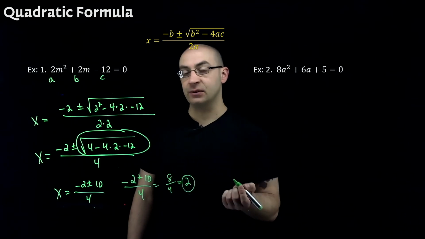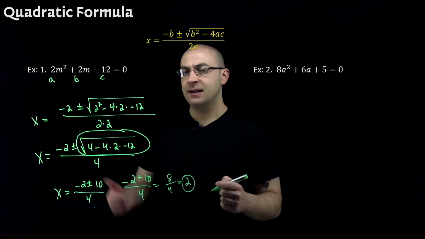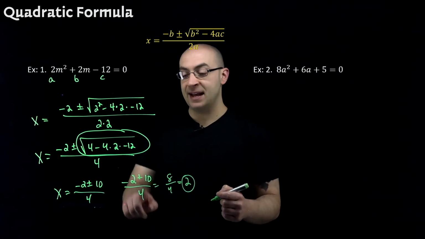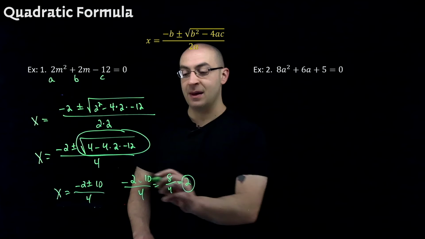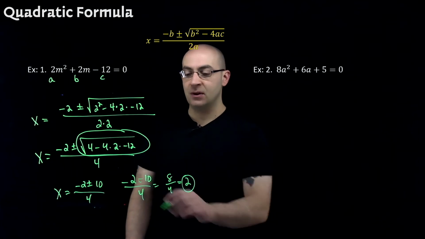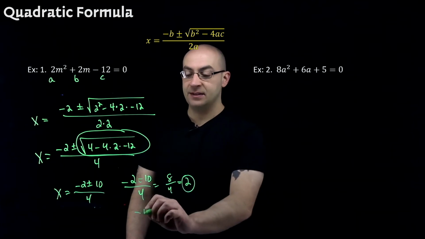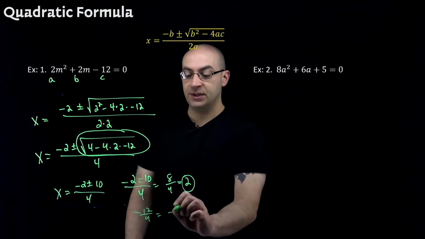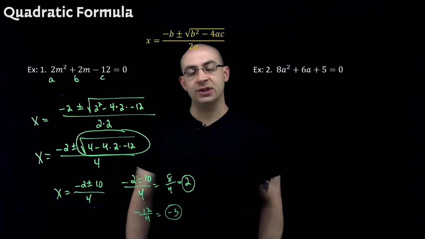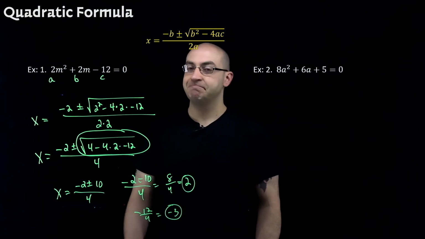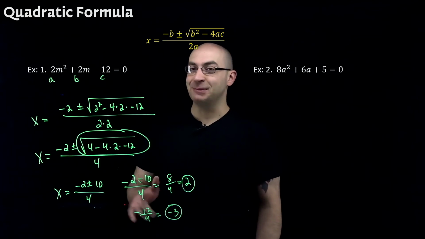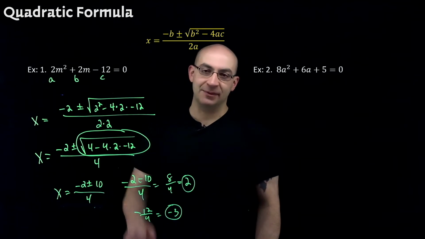So my first solution is 2 for this quadratic. Now let's go back and do this when it's a negative 10, because remember, it's plus or minus. So negative 2 minus 10 is negative 12 over 4, which is negative 3. So the solutions to this quadratic function are 2 and negative 3. Now, that was an easy one because we didn't have to do any weird simplification.